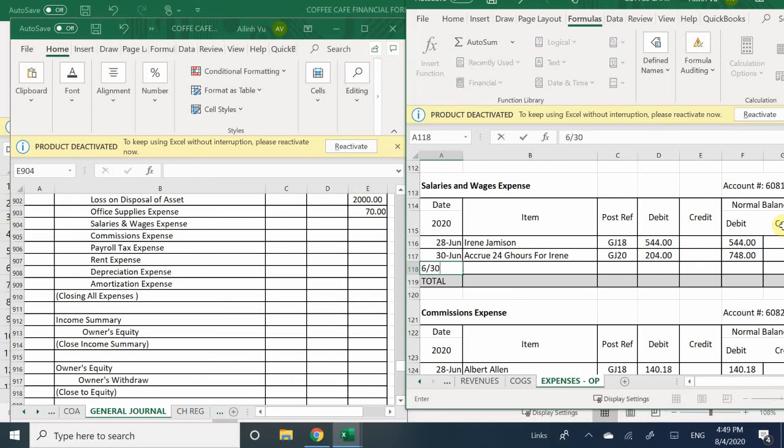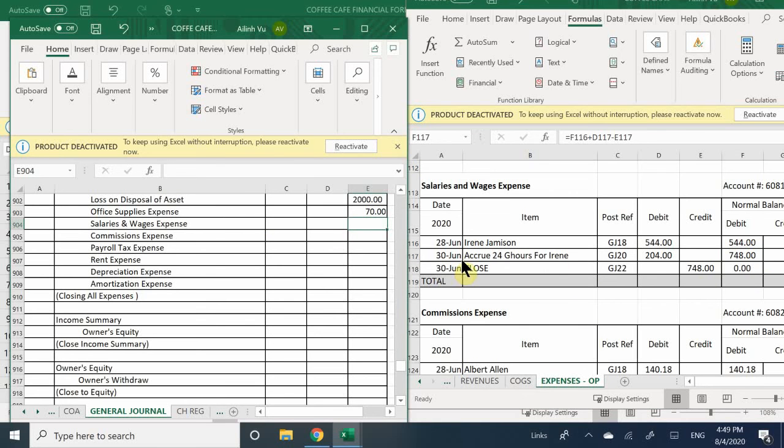So here I'm going to close it out. And we're going to close it out by crediting a total of $748 even. Okay. And then we should be able to pull down the formula here. And it is 0. So 748 even. All right. Next is going to be commissions expense.